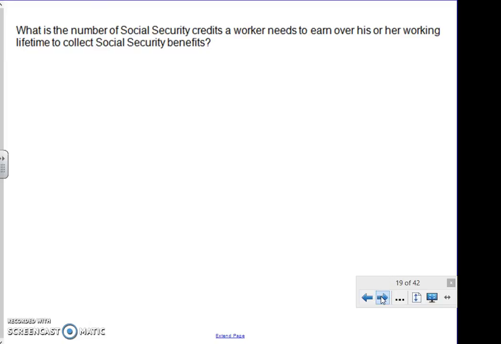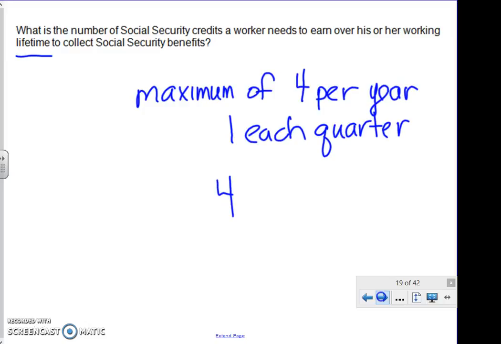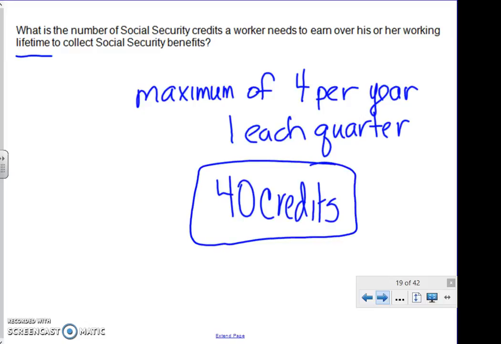All right, next it says, what is the number of Social Security credits a worker needs to earn over his or her lifetime to collect Social Security benefits? Well, you can earn a maximum of 4 per year, and that's 1 each quarter. But the minimum that you need to collect Social Security is 40 credits. And so the final answer there is 40 credits.